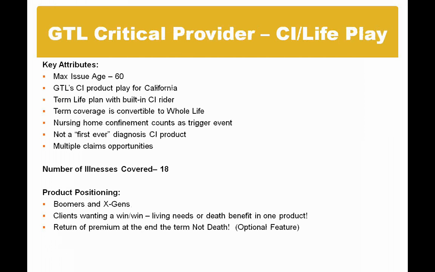Next product is the critical provider. This is our Life CI combo. It is a life chassis, so the base of the foundation is life insurance, but it has a nice accelerated death benefit feature for critical illnesses. So, for example, you bought $100,000 life and you got a heart attack. Well, you're going to go ahead and get $100,000 in the event of a heart attack. Max issue age is 60. Like I mentioned earlier, this is our product play for California. And term coverage, pretty simple product. Face amounts anywhere from 10 to 100,000.